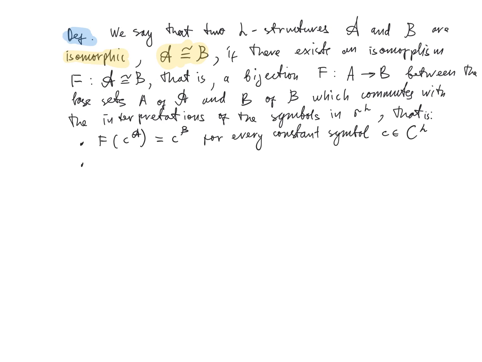Secondly, we have that the function F, composed with the interpretation of the function symbol f in the structure A applied to a tuple a1, ..., an, is equal to f_B applied to the images of the elements of this tuple with respect to the isomorphism F.